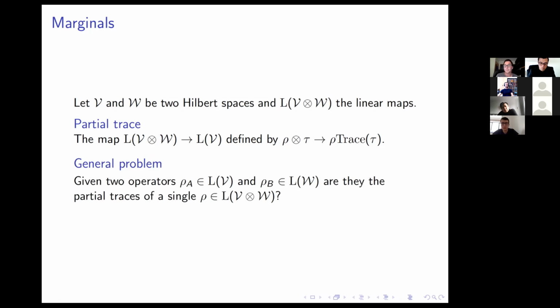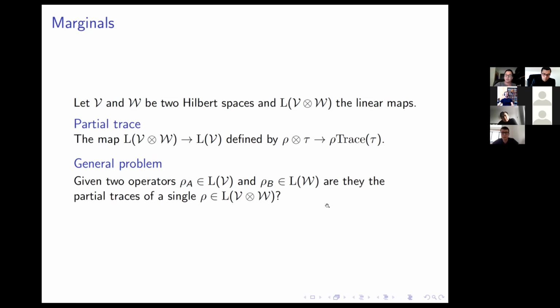Now, given an operator that is in a tensor product, I have two partial traces. I can trace out W and I can trace out V. So I will get two marginals or partial traces. And the typical kind of question is, given that you only know the traces, can you reconstruct them? Is it true that if I give you two of these operators, they are the partial trace of a single operator? And in my head as a combinatorialist, this is like finite probability. If you have the marginals of a joint distribution, can you reconstruct the joint distribution?